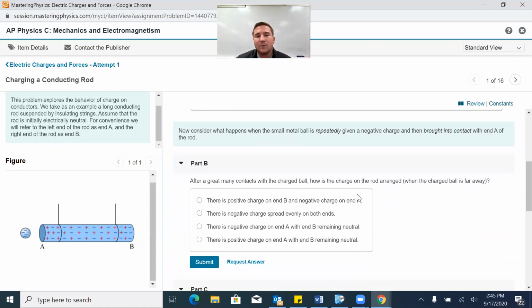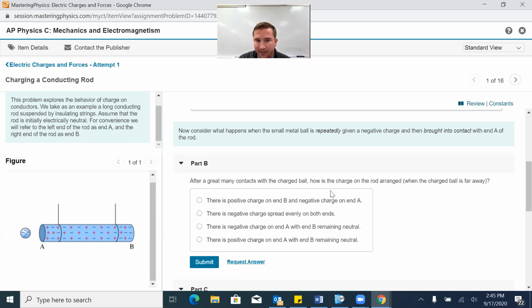Now consider what happens when the small ball is repeatedly given a negative charge and then brought into contact with end A of the rod. So if we are touching, just for the first time, we touch the metal ball on the uncharged rod. It's a neutral rod. Because they want to reach equilibrium, the excess negative charge on the ball is going to transfer into the metal rod. It'll transfer over. And if we keep doing that, we keep charging the ball negatively, we keep moving it over, we're going to end up putting a lot of negative charge onto the rod.